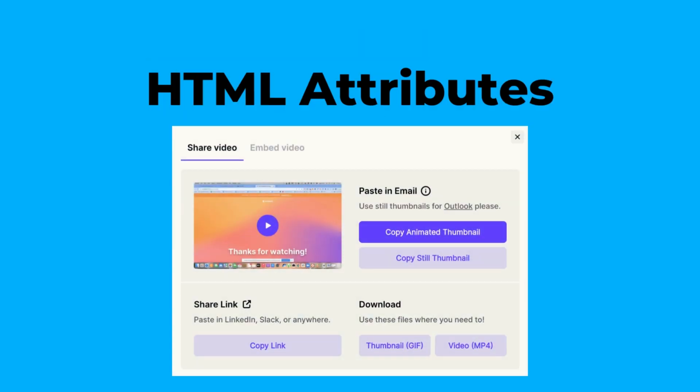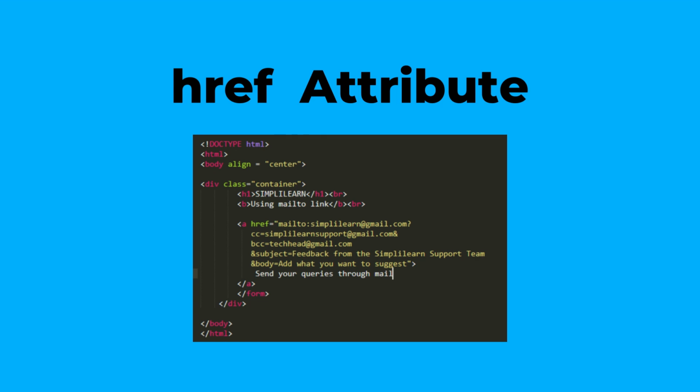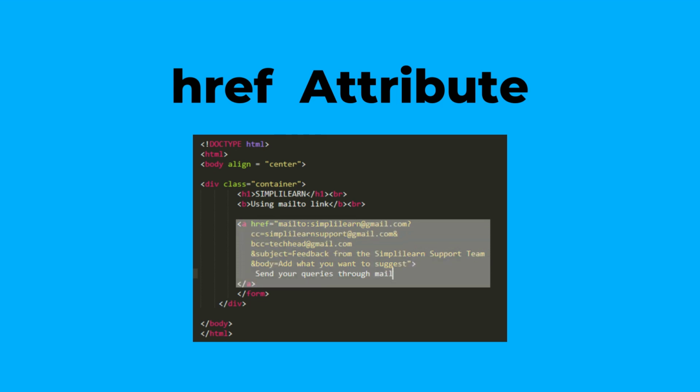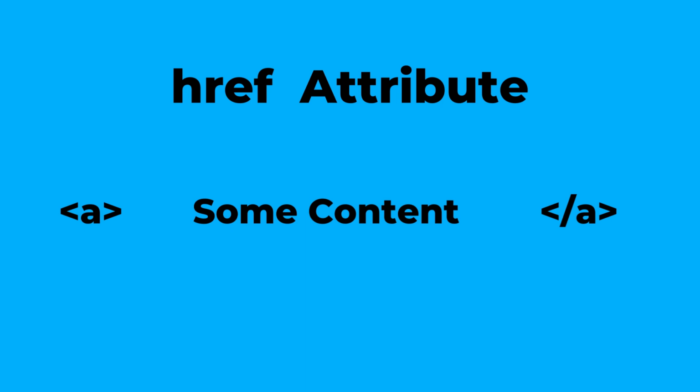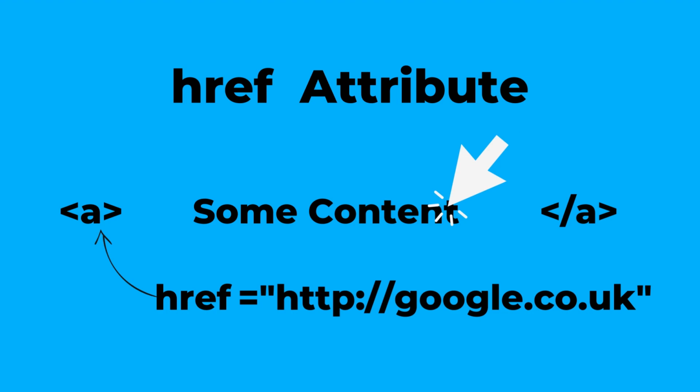HTML also has a number of attributes which can be added to an element to provide additional information or functionality. For example, the href attribute is used to specify a link in an anchor element like this: an opening a tag, then some content, then a closing a tag, but with an extra attribute in the opening a tag, href, that provides the information where the user will be browsed to if they click on the content between the a tags.